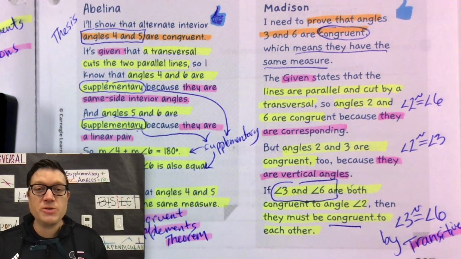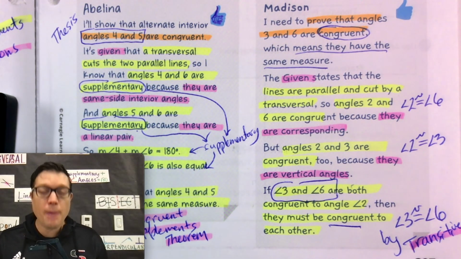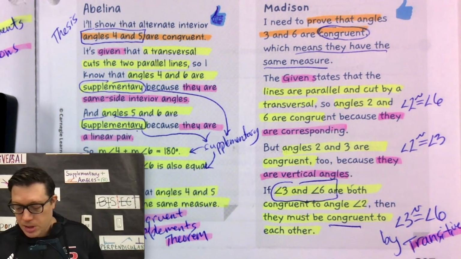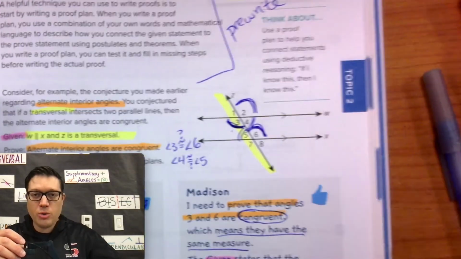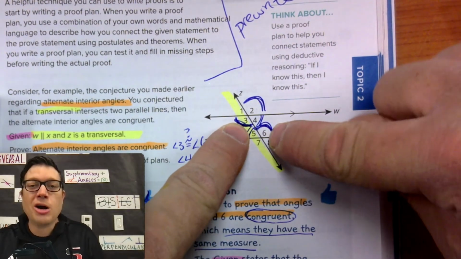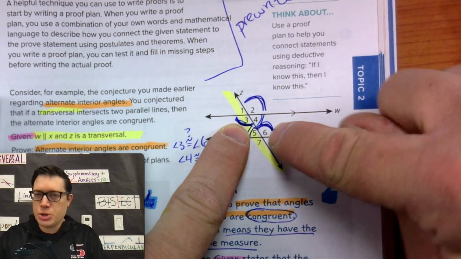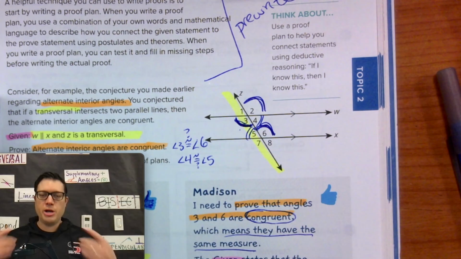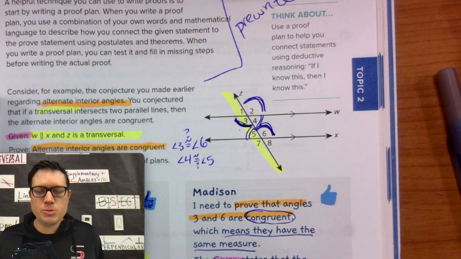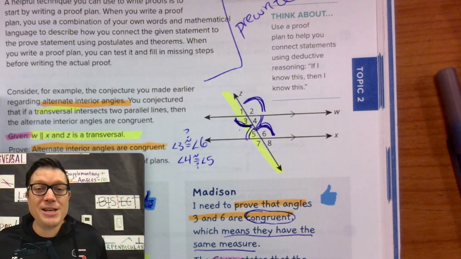Thank you so much for watching this video on page 307 about alternate interior angles. Just as a reminder, Madison showed us angle 3 and angle 6 are congruent. They are alternate interior angles, so therefore we've got a response to the proof. Let's see where this takes us in the next video.